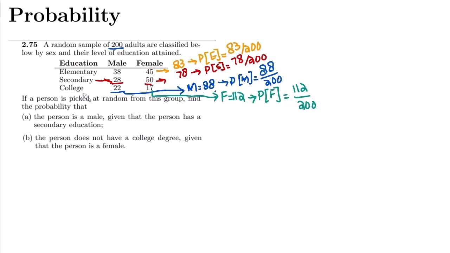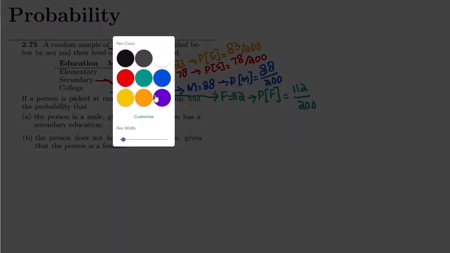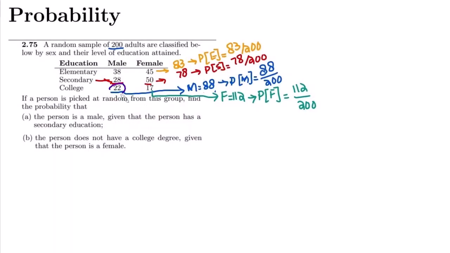Similarly for the college students, I have to add 22 with 17, and let me use this color for it. 22 and 17 is 39. So here the probability of the college education, that is P of C, would be 39 divided by 200. So we have found different probabilities on the basis of this table, and you would also know how to find the probabilities of different elements.